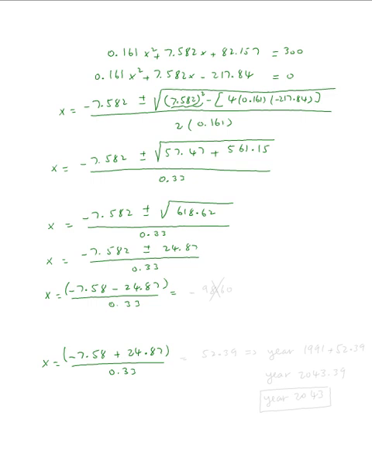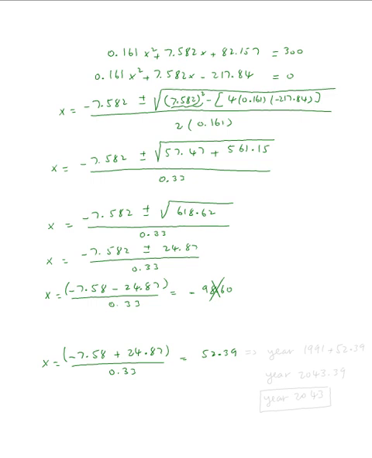The plus one will be 52.39, and the minus one is going to be negative 98.60. So this one we're going to throw away. We don't want x to be negative. We're just looking for numbers after 1991. So we are only going to use the 52.39.